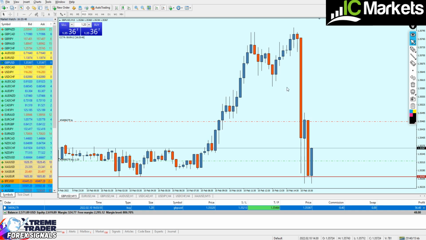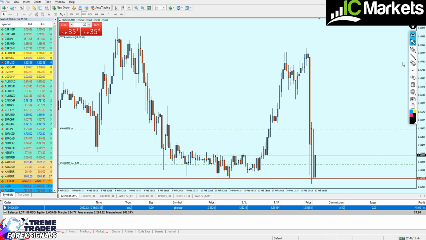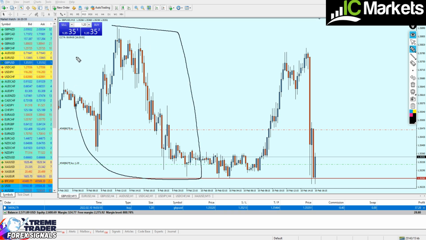Now, let me just explain to you something about support and resistance. When you are having, for example, a pattern that looks like this, the pattern usually contains a level of support right here and right here, and these levels can actually tell us where the market might reverse.